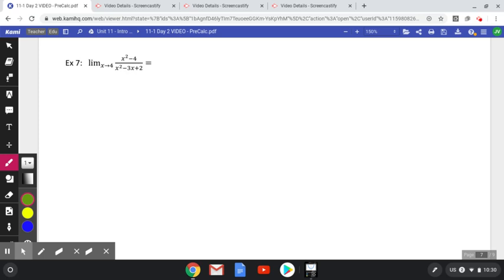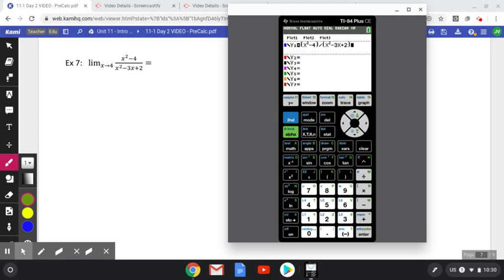In example 7, we have the limit as x approaches 4 of the rational expression, x squared minus 4 over x squared minus 3x plus 2. I've already typed this into my calculator. Take a minute or a few seconds to pause the video and type it into your calculator.